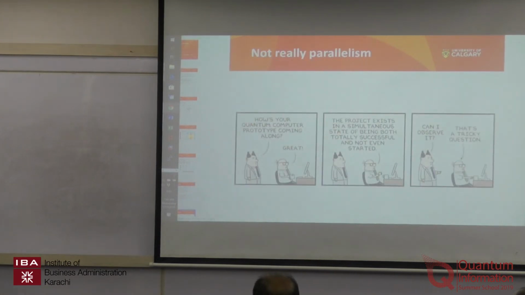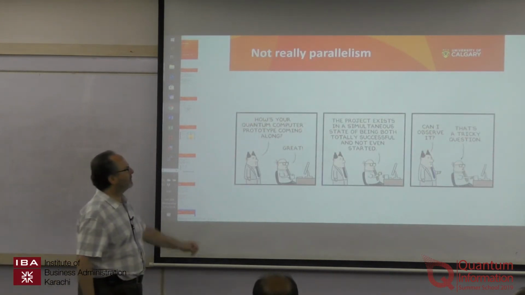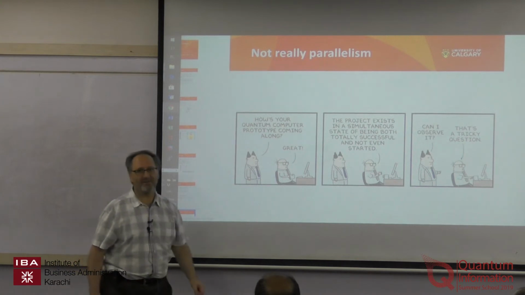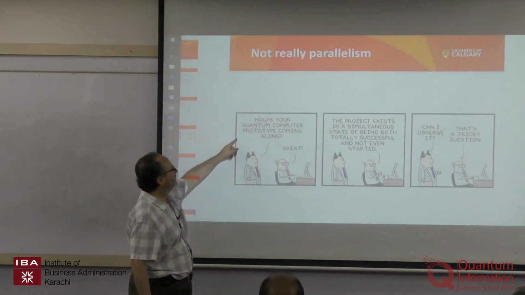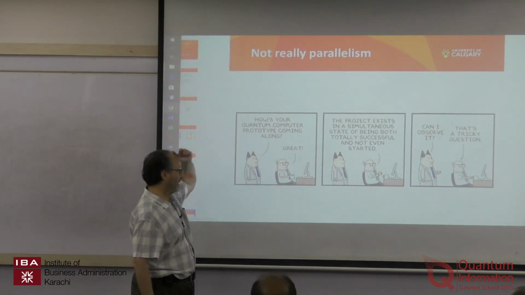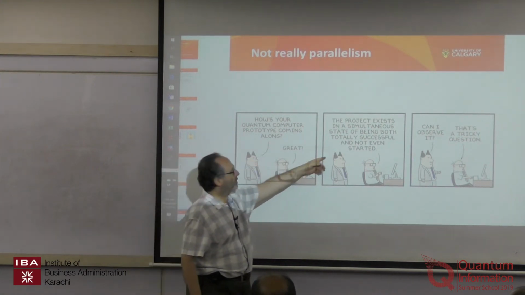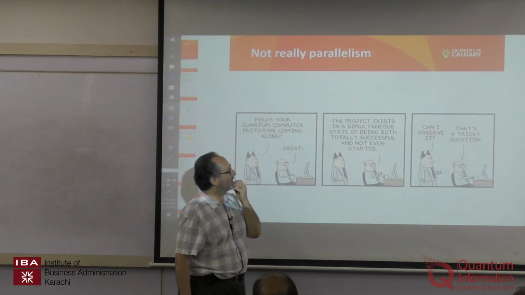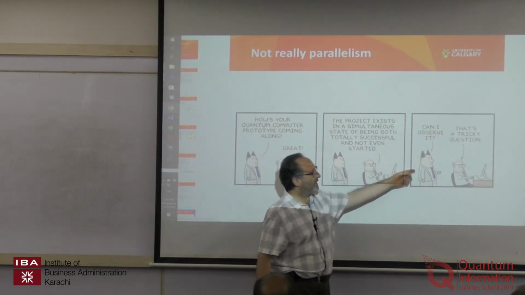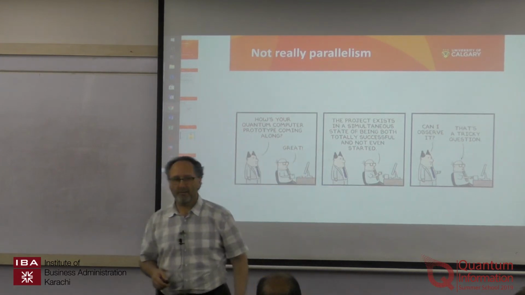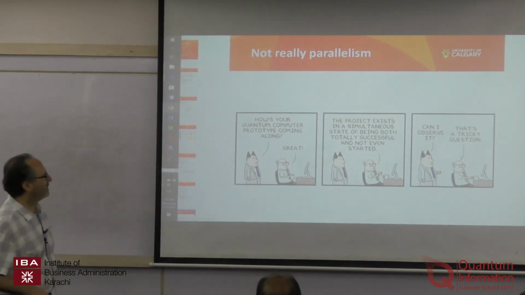Okay, so I just put that Dilbert cartoon up. I'll read the cartoon to you just because I think it really picks up a key point. How's your quantum computer prototype coming along? Great. The project exists in a simultaneous state of being both totally successful and not even started. Can I observe it? That's a tricky question. But let's understand why he's saying it.